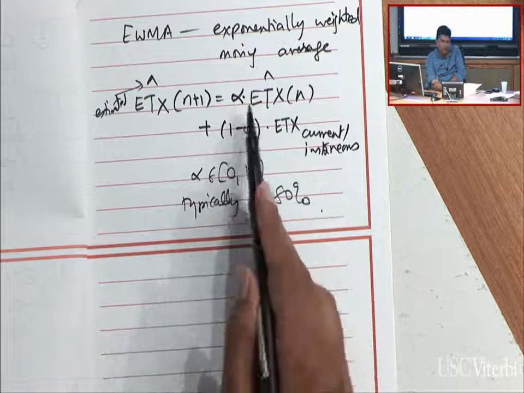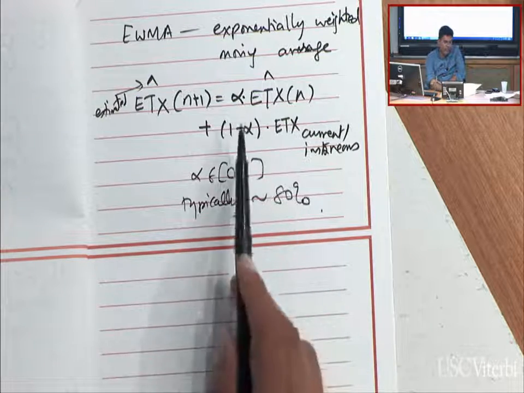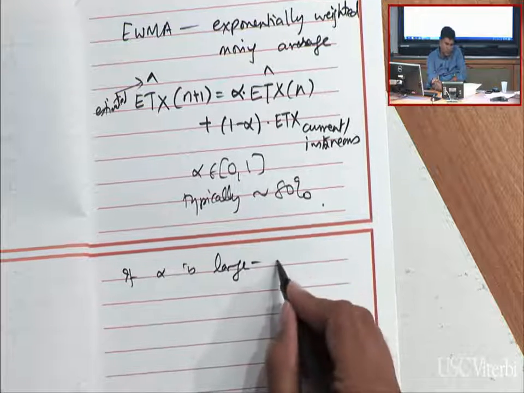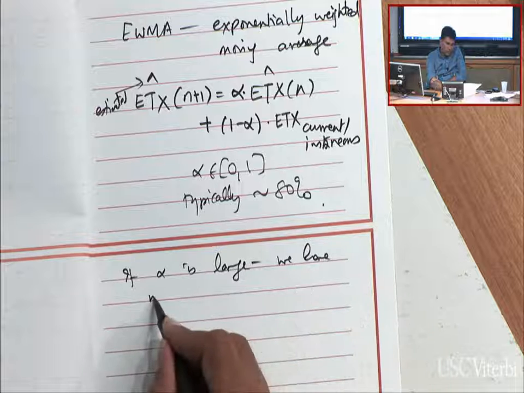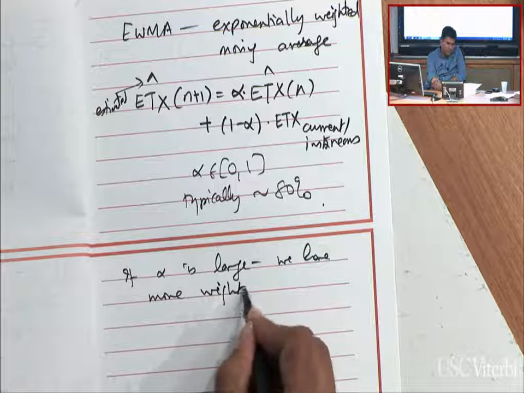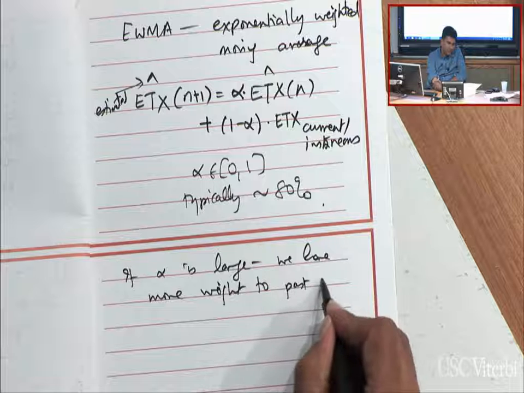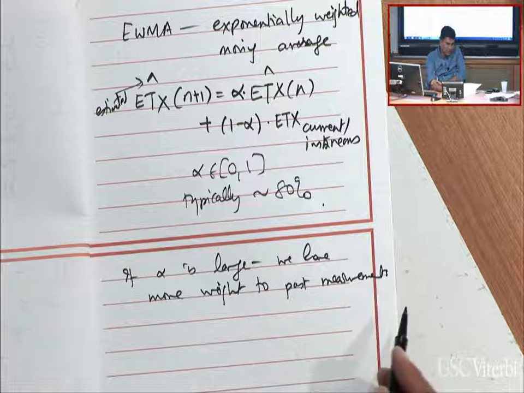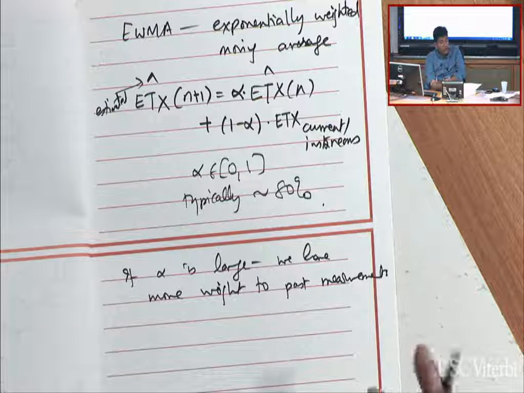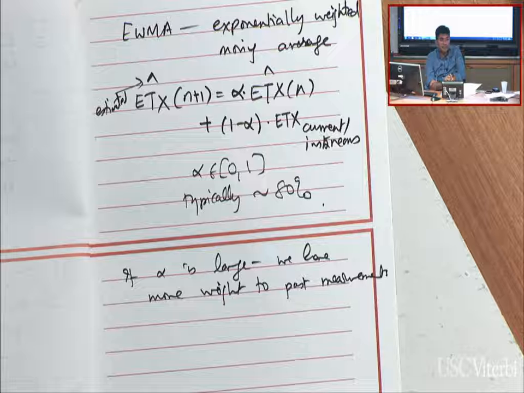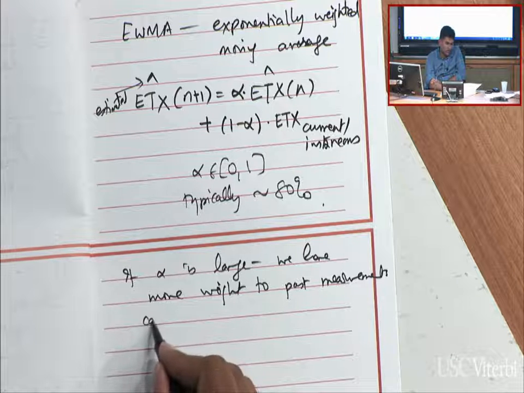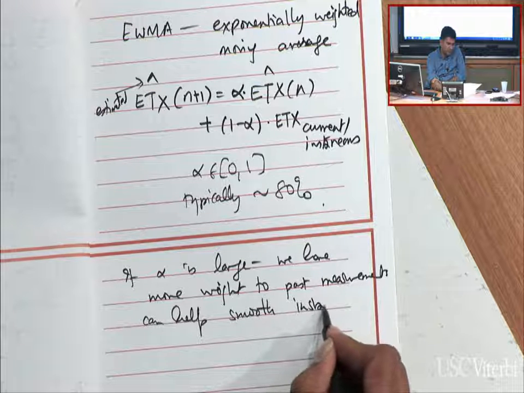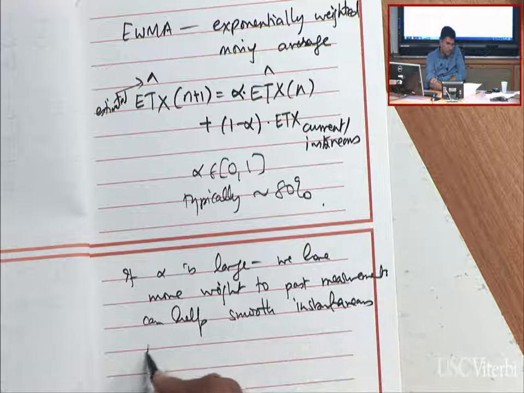Empirically, people figure out what's a good value of this alpha for your estimator. If alpha is large, okay, we give more weight to past measurements. And on the one hand, that could be good because this could help you smooth out any instantaneous errors, right? It can help smooth instantaneous noisy measurements.